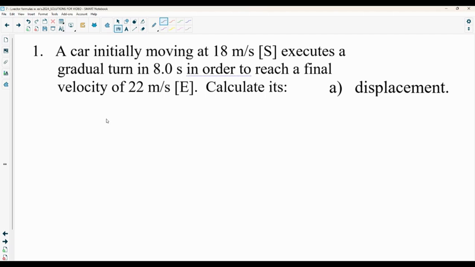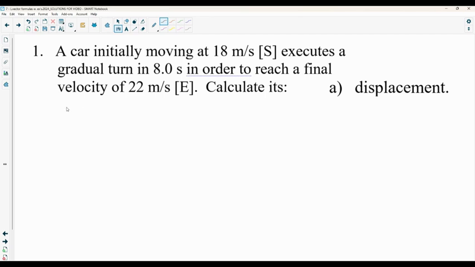So this one feels like a normal kinematics problem. A car initially moving at 18 meters per second south executes a gradual turn in 8 seconds in order to reach a final velocity of 22 meters per second east. Calculate, to start off, its displacement. We're used to problems like this, but we're used to them being south and south or south and north, not south and east. So we're going to have to add vectors in order to conquer this problem. But let's start with the stuff that we already know.